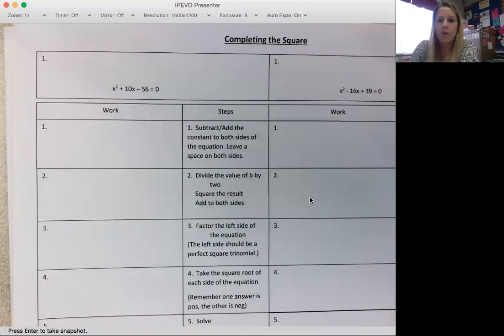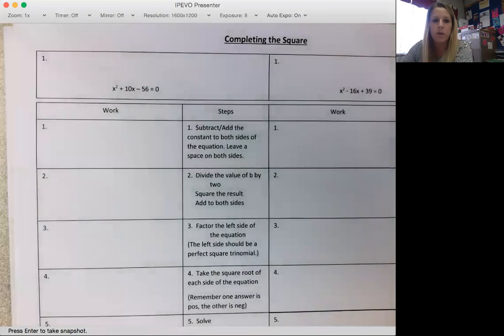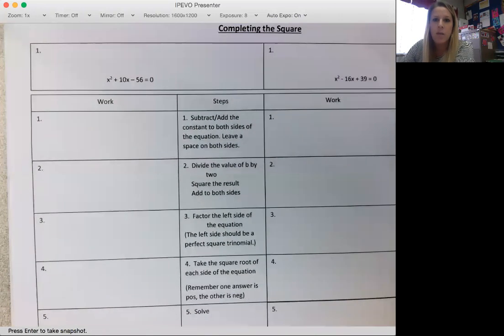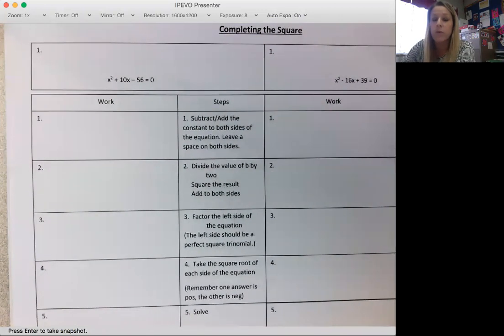All right, hello everyone. I'm here today to discuss completing the square because that's going to be part of your parabola project that's going out today. So hopefully this will help you out. I found this was actually something that we used when we were doing completing the square.